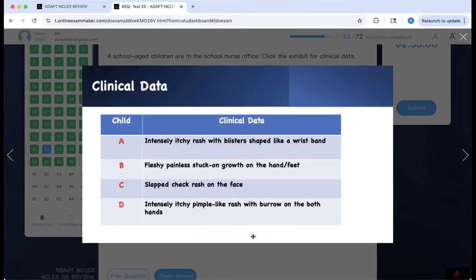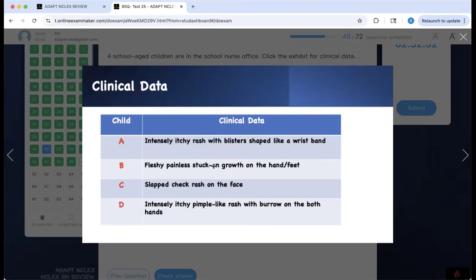This is a description of infectious diseases. You have to recognize each of them and then place them in the group with the kind of precaution you want to do. What do you think? Slapped cheek is a standard precaution, right? Intensely itchy pimple-like rash on the hands and feet. This is for scabies.